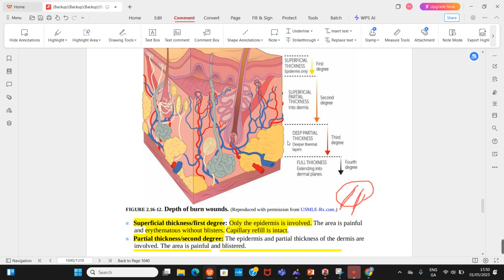So if there's no blister and there's no pain, and what we are just seeing is leathery, waxy, charred skin, that's a full thickness burn. Sometimes you see it extend to the bone, the muscle, the subcutaneous layer, and the like. Do you understand that? Does that algorithm work for us?